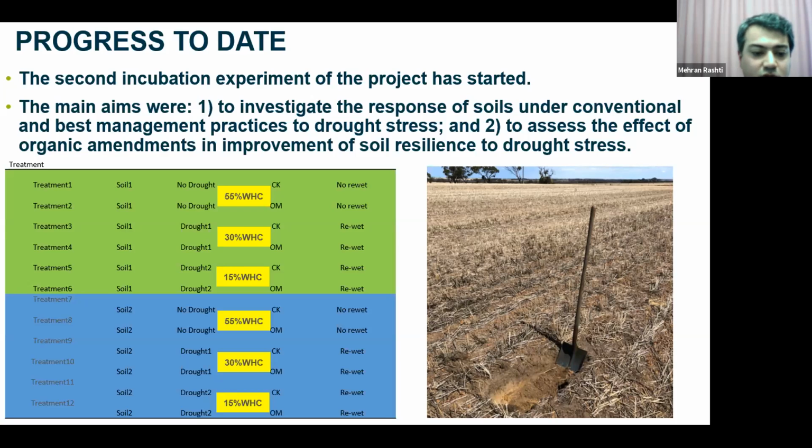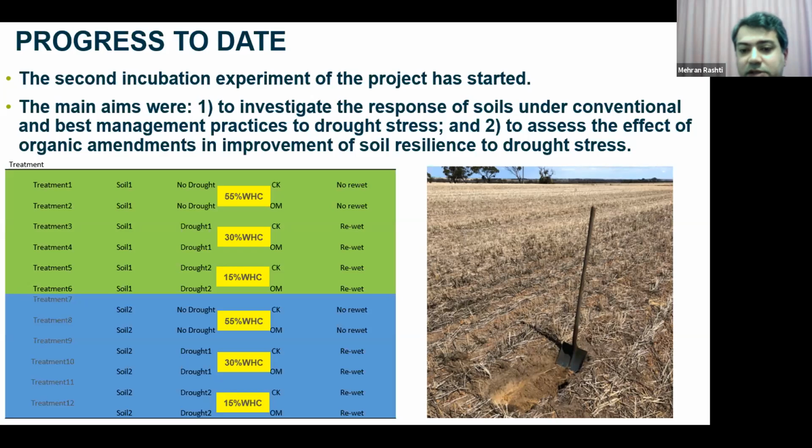You see we have 12 treatments on 2 different soils. The top soil is a conventional soil, the bottom one is best management soils. We use 2 levels of drought, 15% water holding capacity and 30% water holding capacity, and 1 no drought condition, which is 55% water holding capacity. So we put the soils under stress without adding organic matter at the beginning.